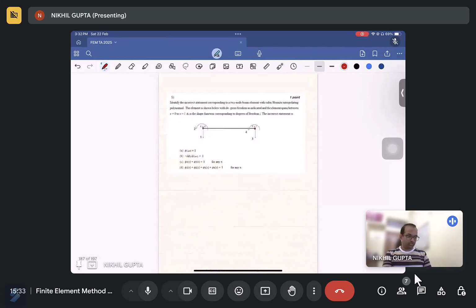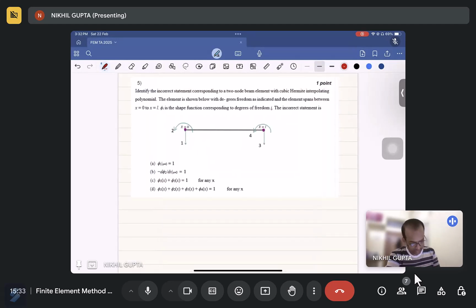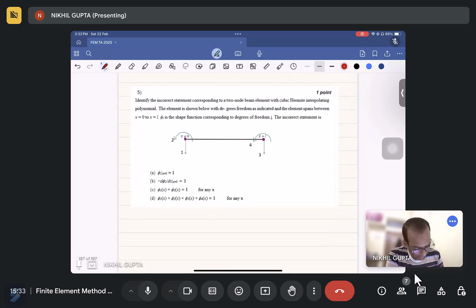Okay, so this is now question number 5. This is a bit different from the first question. This is not the continuation. Let's read the question first. It says: identify the incorrect statement corresponding to a two-node beam element with cubic Hermite interpolating polynomial. The element is shown below as indicated. The degrees of freedom are indicated between 0 to L, and phi are the shape functions. And we have to find the incorrect statement.